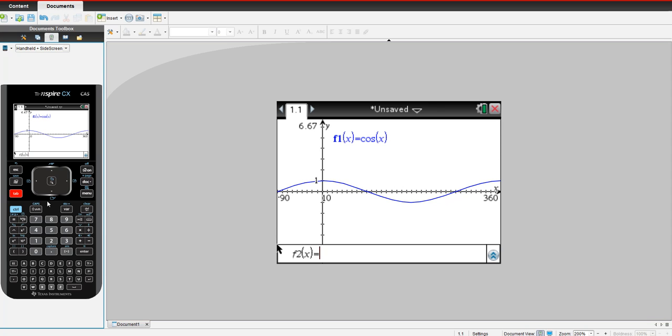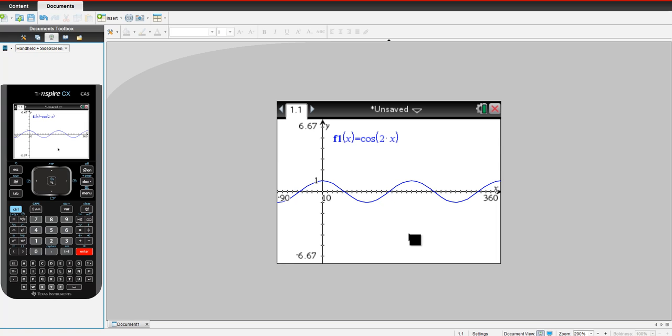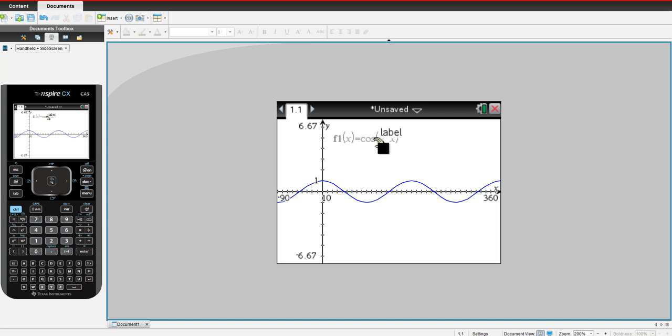Let's change this into cosine of 2x. And then the exercise is to name all the roots for the function cosine of 2x within the interval 0 to 180. Okay, we begin here and we stop at this point.